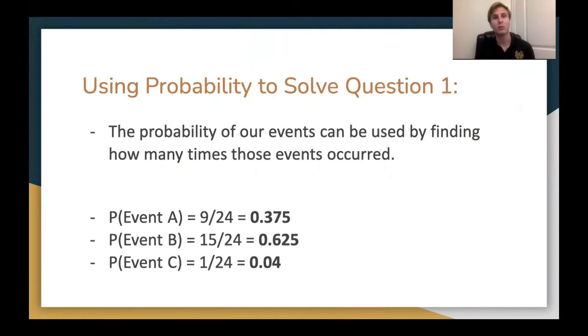Okay. Lastly, we are going to use exact probability and what we've learned today to go back to solving our big question, ranking event A, event B, and event C from most likely to happen to least likely to happen. And so what we can do is look at the probability of these events and find it by how many times this event occurred. And so the probability of event A ends up being 0.375. The probability of event B ends up being 15 divided by 24, which is 0.625, which was actually the answer from our earlier part where at least 1 match occurs. And then the probability of event C, the probability of there being 4 matches out of the 4 mothers and 4 babies, is about 4%.